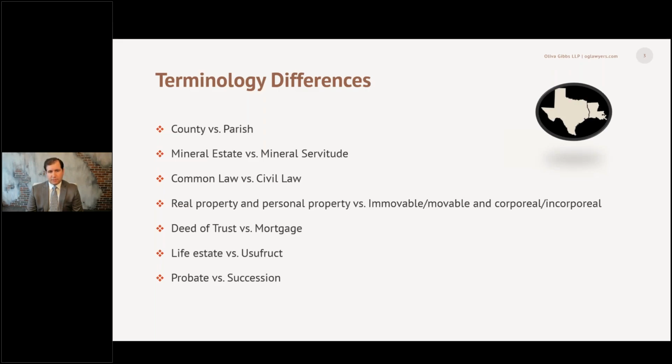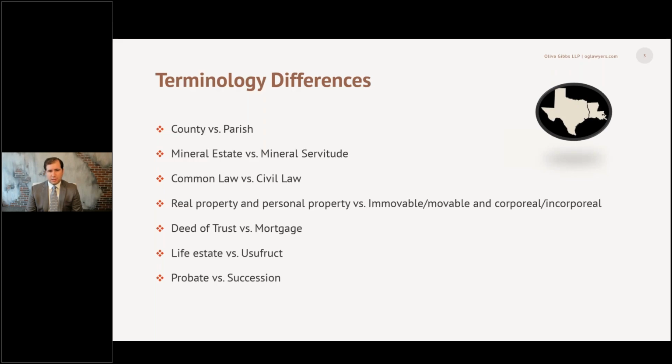They have what's referred to as a mineral servitude. We won't be touching on that today, but we could obviously do a whole other presentation just on mineral servitudes. Another difference is Texas is a common law state, like every other state in the United States, while Louisiana recognizes civil law, more of the French, Spanish system of laws. There's also real property and personal property in Texas versus a different way to refer to them in Louisiana. You either have a movable or immovable, corporeal or incorporeal.